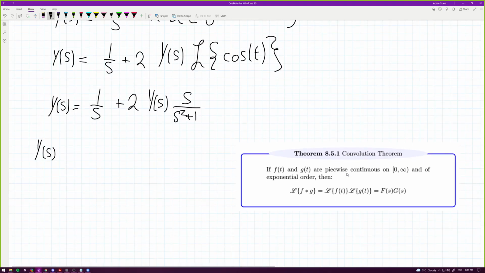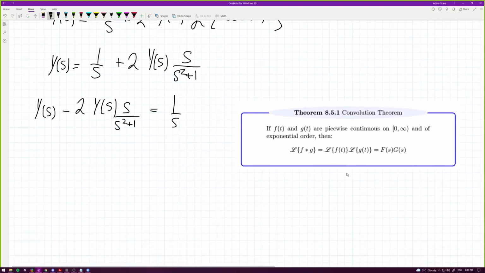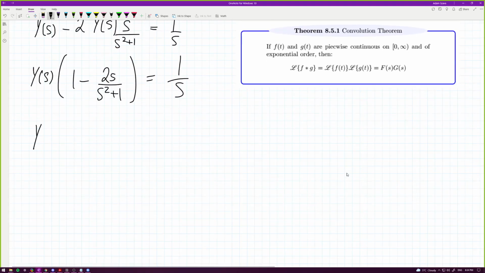And well, we'll see. Actually, I'm going to just isolate for Y(s). So minus 2Y(s) times s over s squared plus 1 equals 1 over s. And then we have Y(s) times (1 minus 2s over s squared plus 1) equals 1 over s. And we have Y(s) equals 1 over s times 1 over (1 minus 2s over s squared plus 1).